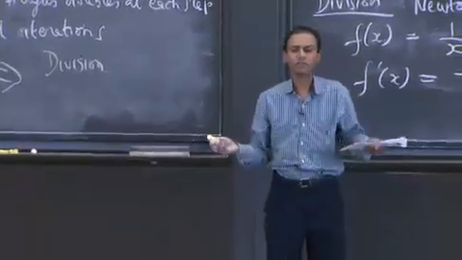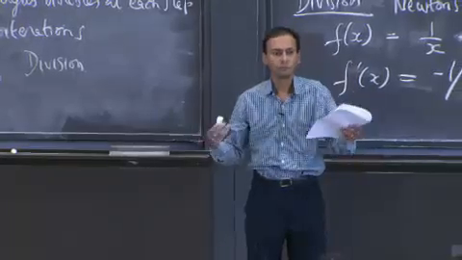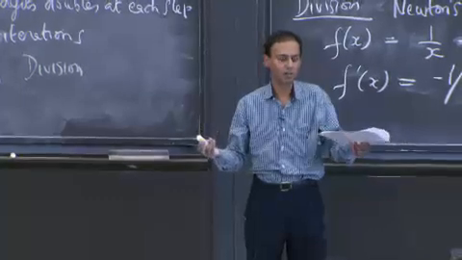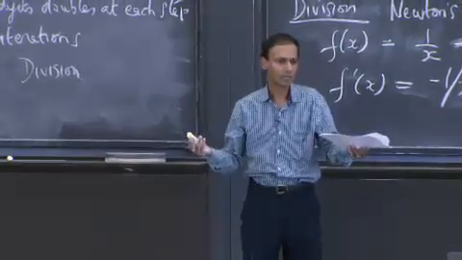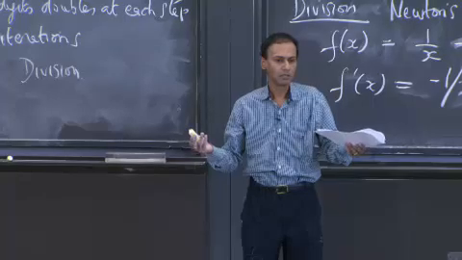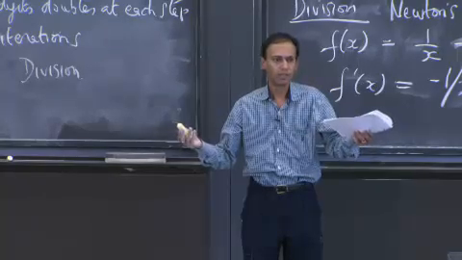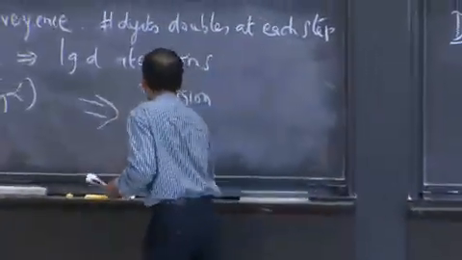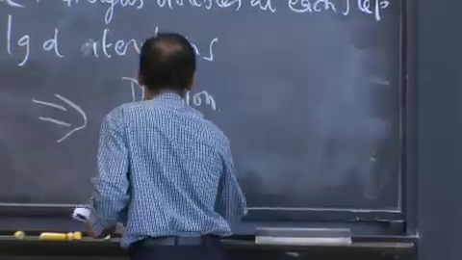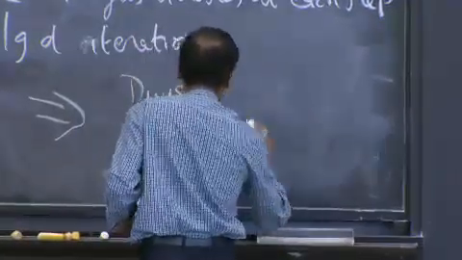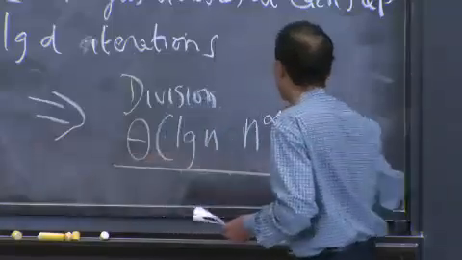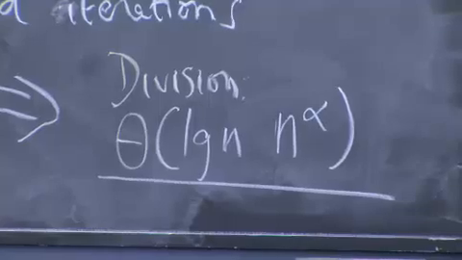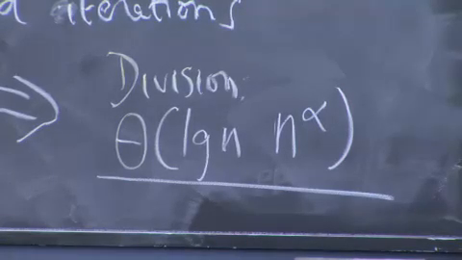For n-digit numbers it's going to be? I want to hear it from you. How many iterations of how many hard multiplies do I have? Log of n, right? It wasn't a hard question. So division would be theta of log n times n raised to alpha. All right? Everybody buy that? No?